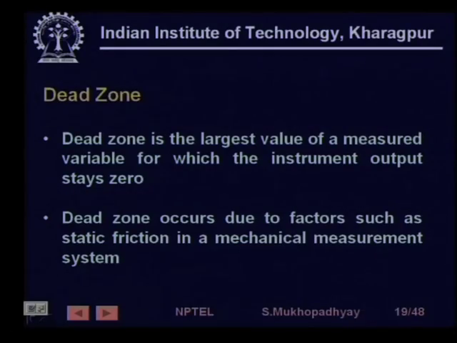So what is the difference between the dead zone and the resolution? Dead zone is actually the resolution from 0, while resolution can be from 24 to 24.1, 24.1 to 24.2, while generally dead zone is referred to from 0. So it occurs due to factors such as static friction.